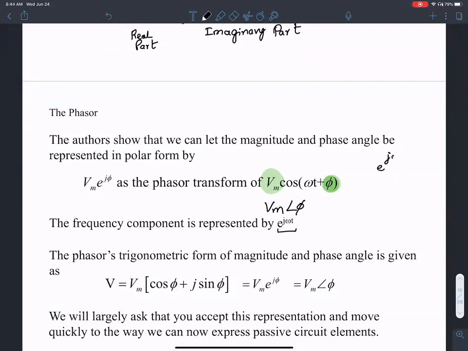E to the j omega t represents the frequency component, but I'm not too worried about it because that's not changing between input and output. The input and output have the exact same frequency components. So if I understand how the amplitude and phase are changing between the input and output, that's a good way for me to understand the response or the behavior of the circuit in response to the input.